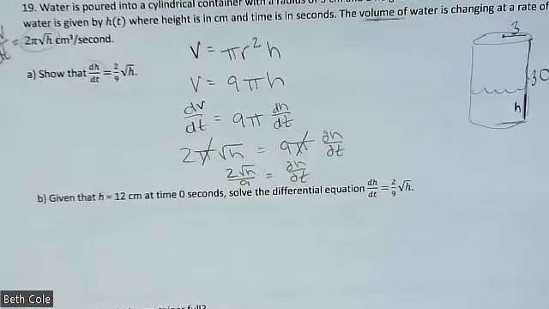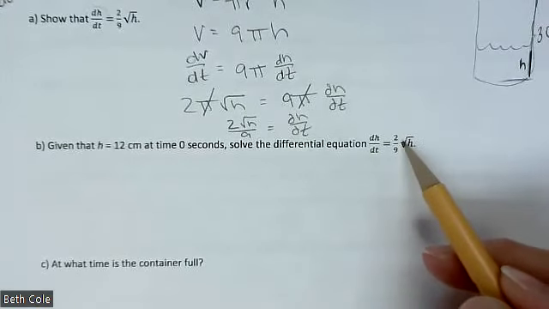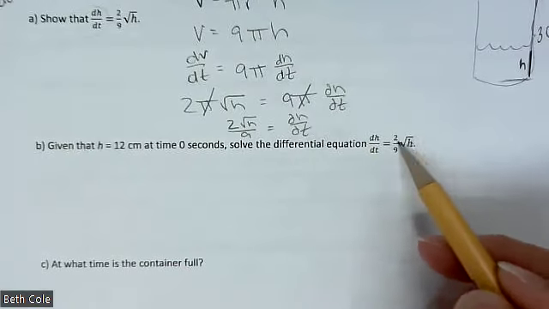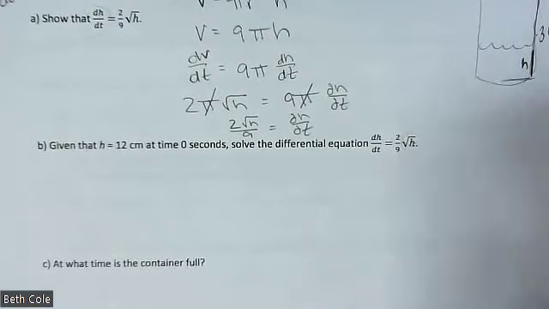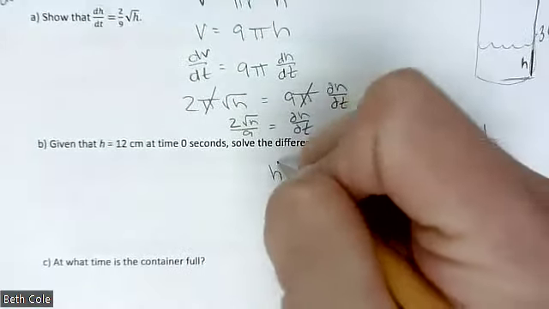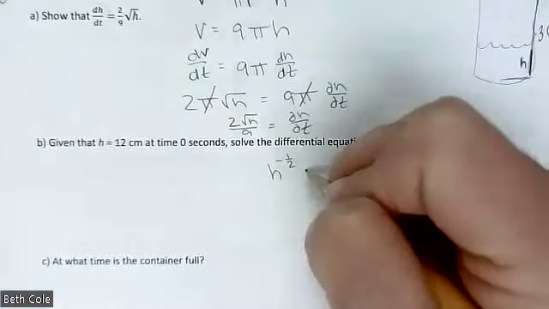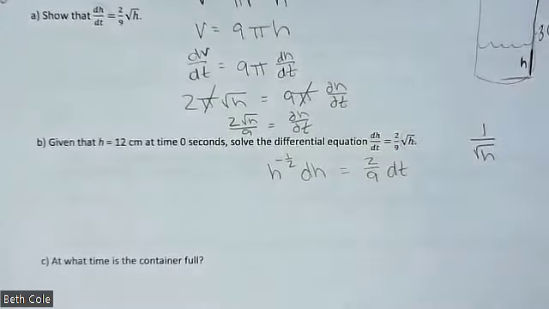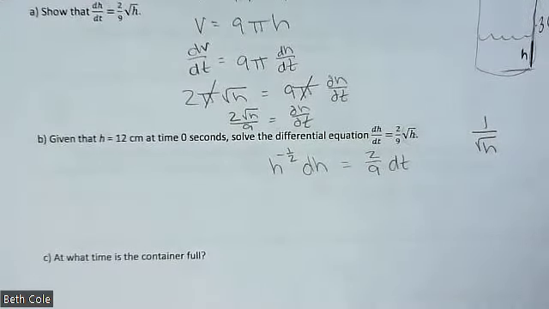Okay. Given that the height is 12 centimeters at time 0, that's an initial condition, solve the differential equation. That's why this showed up on this test, all right? How would you move over the square root of h? Would you multiply it or divide it? You would divide it. Now, don't write this, though. That would be h to the what? Because this doesn't help us. Good, perfect. dH equals 2/9 dt. Actually, I'll leave that on. It's going to erase that, but I'll leave it.